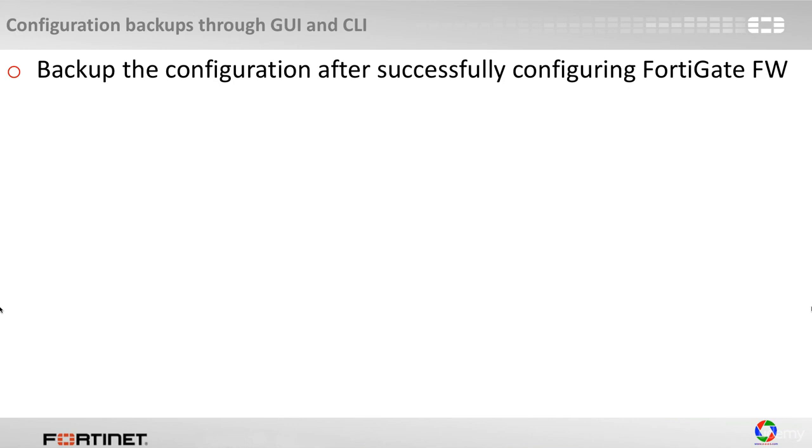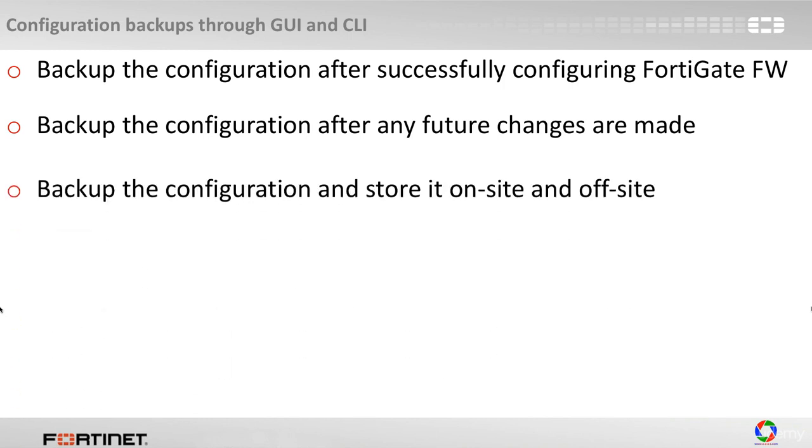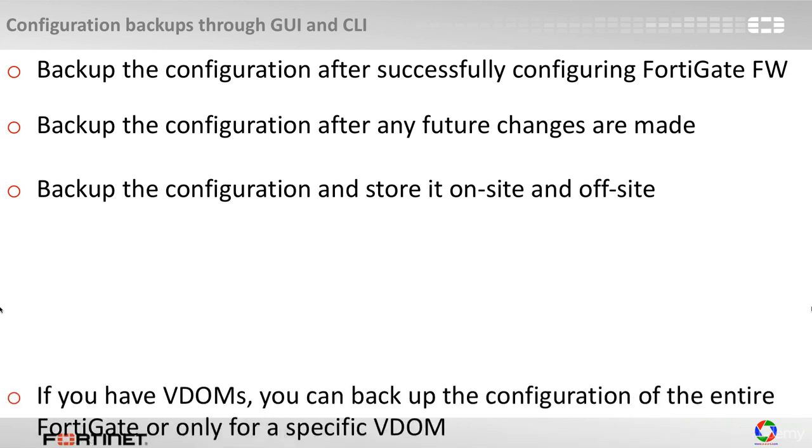You should backup the configuration after successfully configuring the FortiGate firewall. So at the moment you have the firewall configured and it does what it needs to do in the network and the network is happy, the users are happy, that's the moment you should backup your configuration. Also, you should run a backup after any future changes are made, so you have your backup configuration up to date. Backup the configuration and store it on-site and off-site. Maybe it's a good idea also to store it in your cloud account.